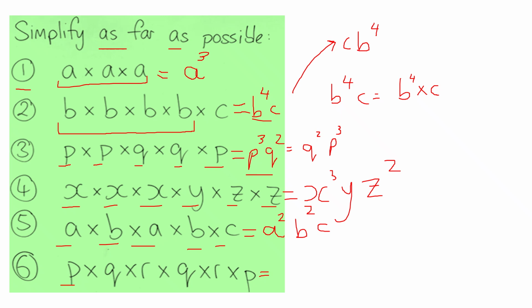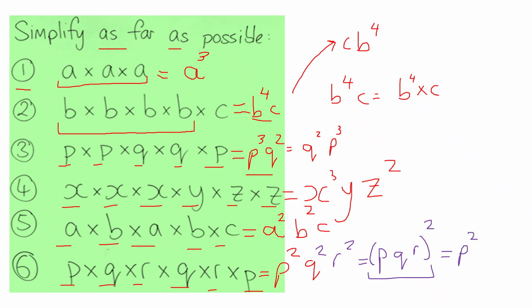Finally, guys, question number 6, p times q times r times q times r times p. P times p is p squared, q times q is q squared, then we have r squared. Sorry, q squared, not q to the r. Then we have r squared. Okay, you might also technically be allowed to write it as pqr in brackets squared, okay, but that's not really fully simplified yet, so it's best to obviously expand that in full. So we get p squared, q squared, r squared, and that is multiplying terms in algebra.